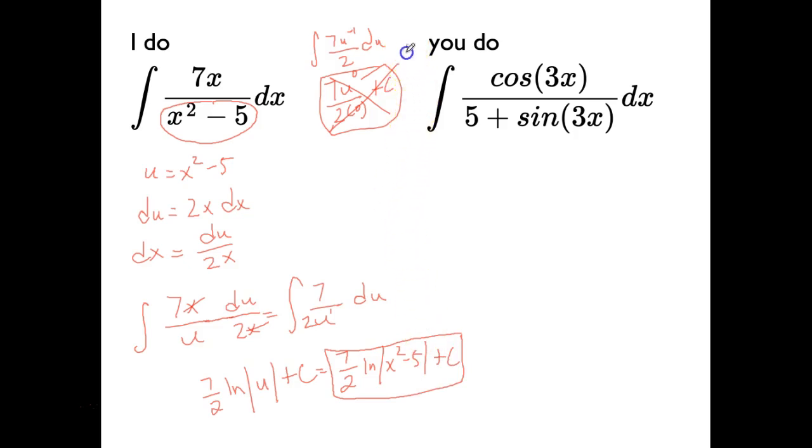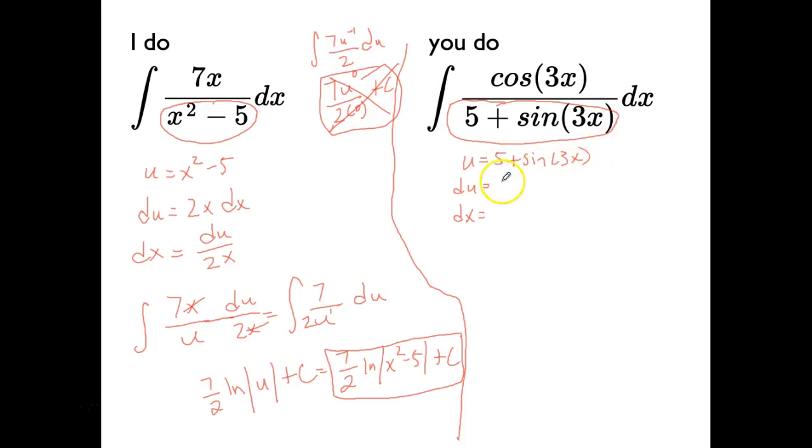Okay, so let's go to this next one right here. Now I know it's going to be u sub because I see two terms on the denominator. There's two terms there. So my u, du, and dx, I can write out. U is going to be the denominator with more than one term.